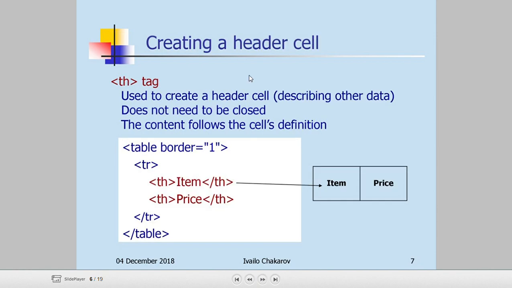Creating a header cell. To create a header cell, we make use of the th tag. This tag also does not need to be closed. The content follows the cell definition. Now let us consider an example for a header cell. Here we have the table tag with border equal to 1 as an attribute, and we have only one tr tag, that is, only one single row. The th tag is used to define a header cell, with item and price as the names.